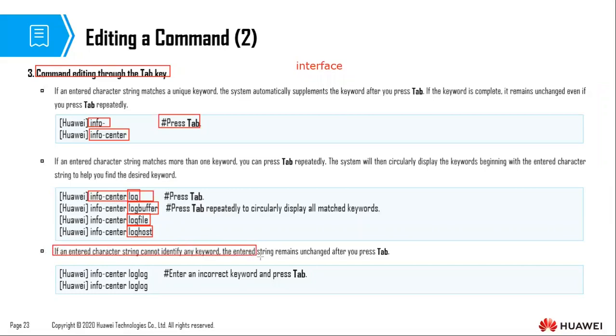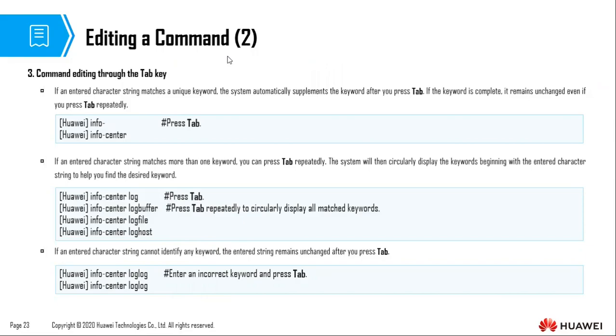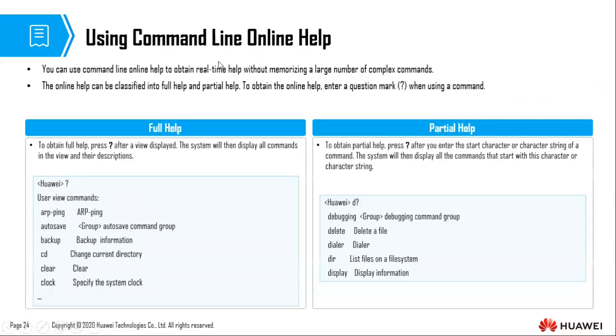Now, if an entered character string cannot identify any keyword, then the entered string remains unchanged after you press tab. So if you enter any incorrect command or keyword and you press tab and that particular keyword does not exist on the system, then it will not change. It will not change or autocomplete it.